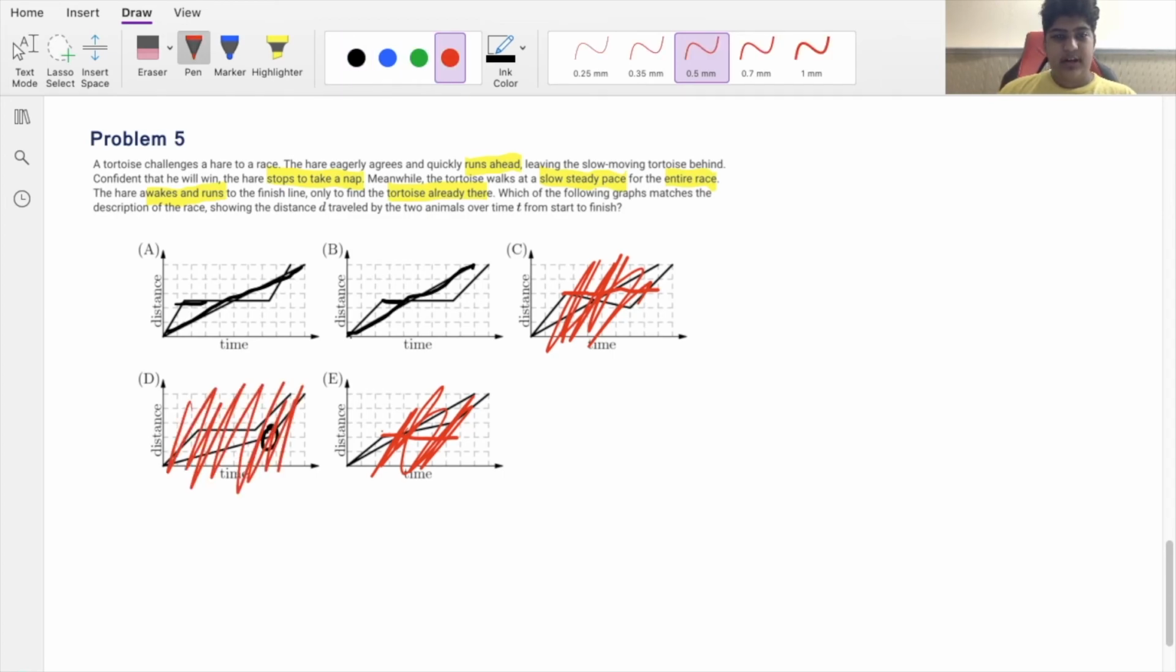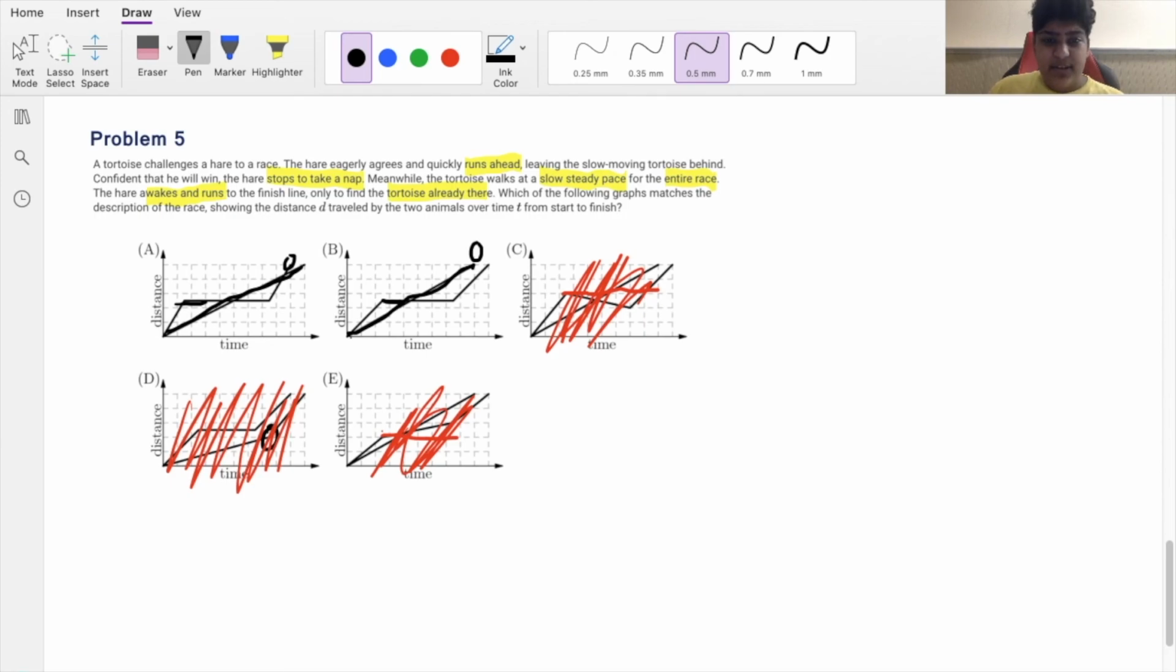So finally, we've narrowed it down to A and B. Now, we notice that the only difference between A and B is that in one of them, the faster creature makes it to the end first, and the faster creature in this case is the hare, and in B, the slower creature makes it to the end first. In this case, the slower creature is the tortoise.